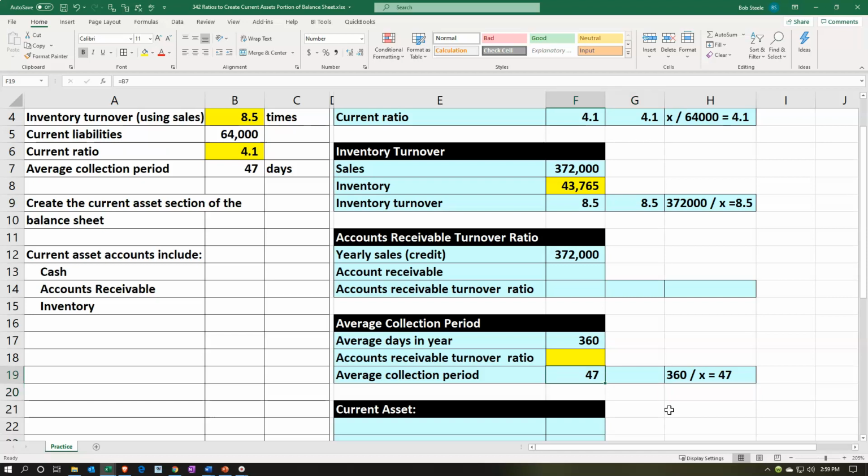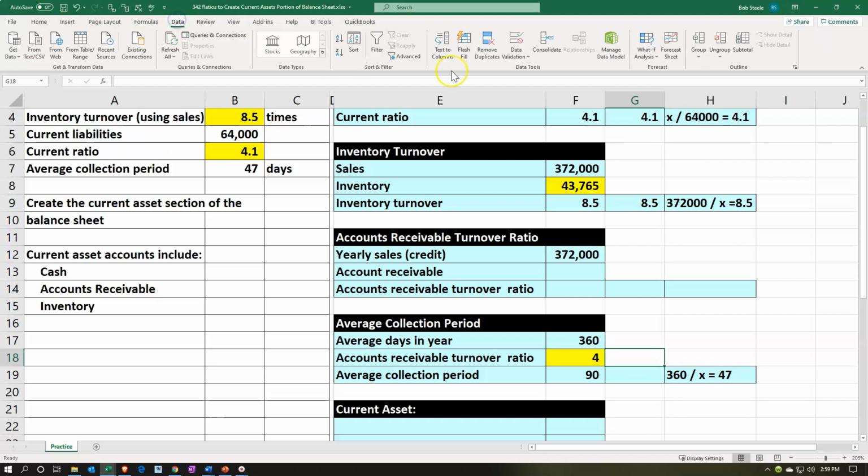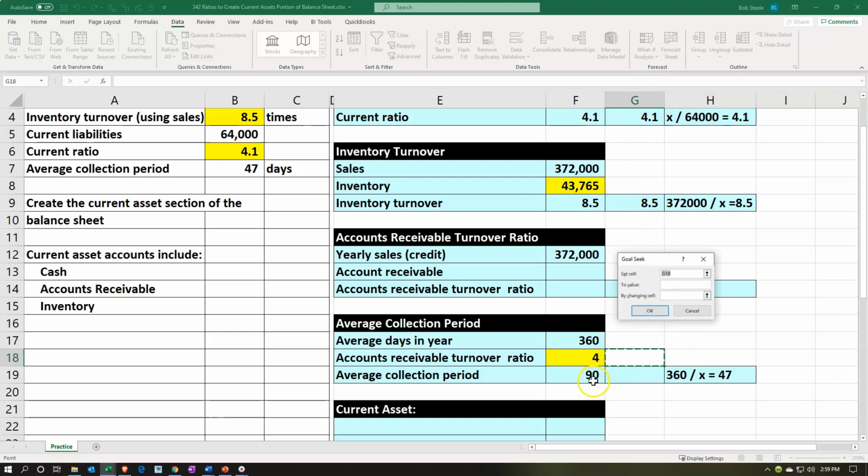I will do so using the goal seek. You can do the algebra here. I'm going to delete this, and then I'm going to say this is equal to 360 divided by this number. Now, I can't divide by 0, so I'm going to put some number there just as a placeholder. Let's just say 4. And then I'm going to use the goal seek, which is under the Data tab. We're going to go to Forecast, What-If Analysis, Goal Seek. And we're going to say, look, I would like you to change this number to be what it should be, which is 47, by adjusting the yellow cell.